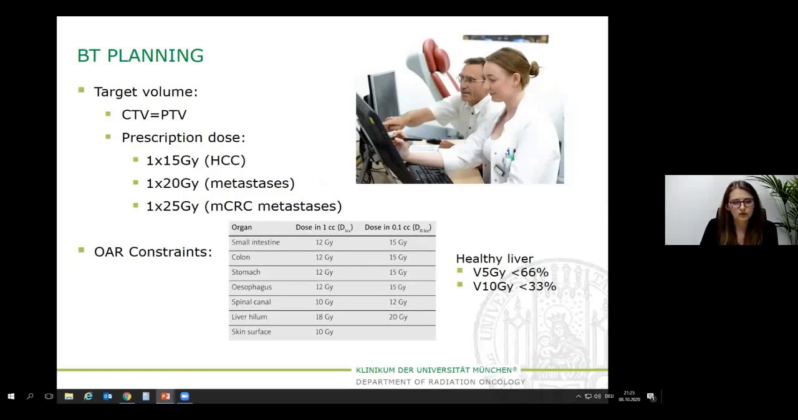Most important constraints for the healthy liver, where we usually try to have the volume which receives 5 gray below 66% of the liver, and the volume which receives 10 gray below 33%. I have to say that for us, it really depends also on the liver function. Patients with HCCs sometimes have a liver function that is not so good. There we take more caution, and in patients with metastasis, we know it's less of a problem.